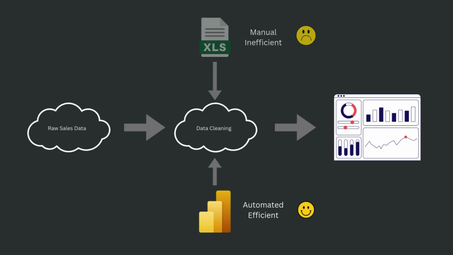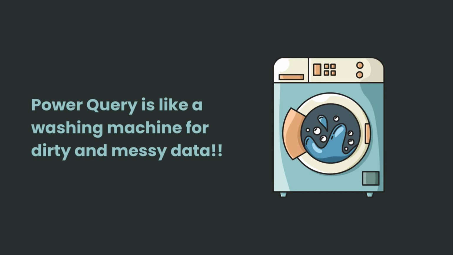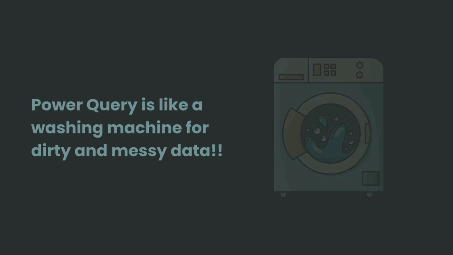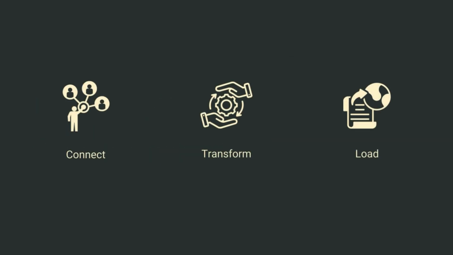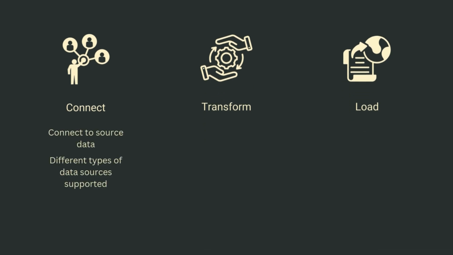In simple terms, Power Query is like a washing machine for messy and dirty data. Power Query broadly has three functions: connect, transform, and load. First of all, Power Query helps us to connect our Power BI to our source data. There are several different data sources that you can connect to using Power Query, including Excel, CSV, SharePoint folders, databases like SQL, and many more.